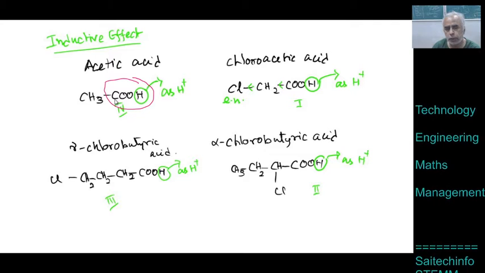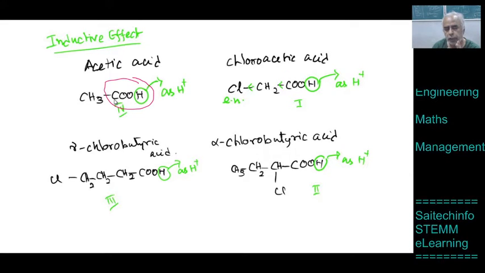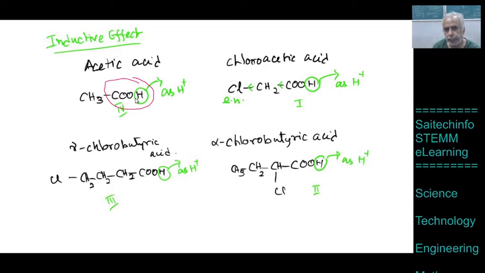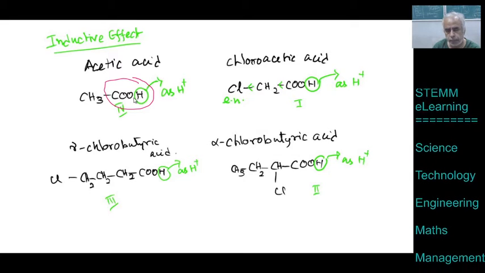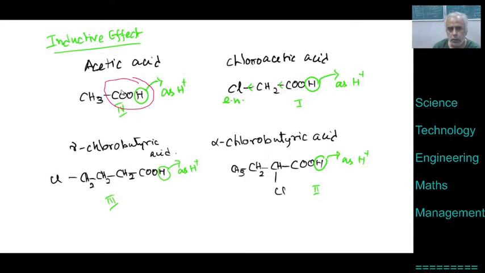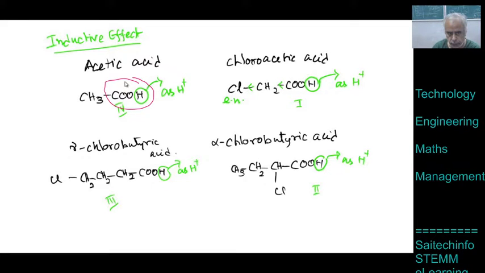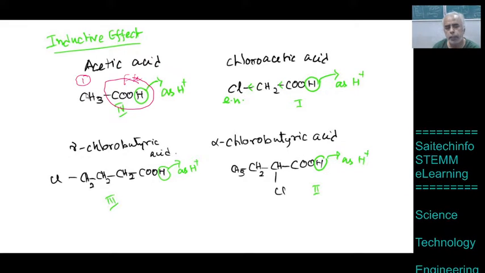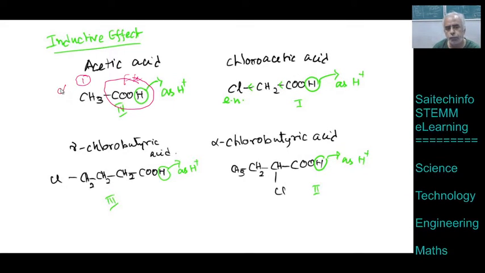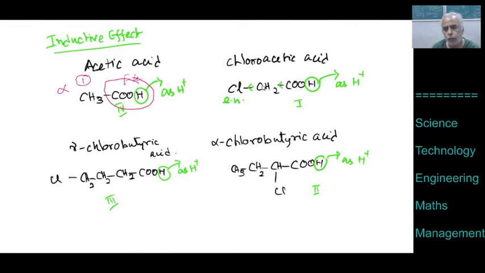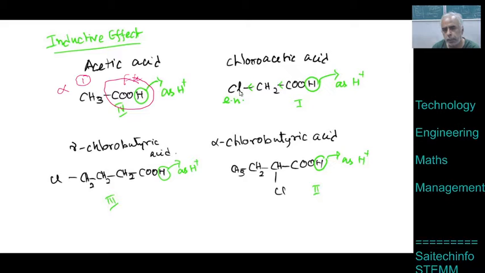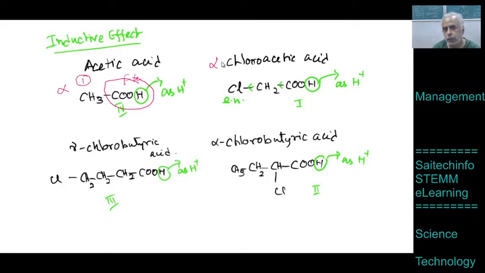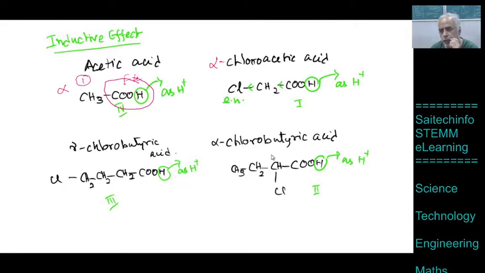Now what is the IUPAC nomenclature for a compound having 2 carbon atoms? Eth. And what is the functionality here? Oic acid. So ethanoic acid. And in this case, this is the functional group. The first carbon atom attached to the functional group is called alpha carbon atom. In the alpha carbon atom, one of the hydrogens is replaced by chlorine, and that results in alpha chloroacetic acid. So this is known as alpha chloroacetic acid.